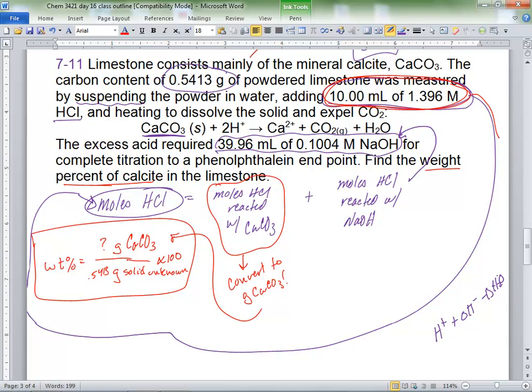Get the moles of HCl that reacted with NaOH, put them into our expression, figure out the moles of HCl that react with the calcium carbonate, convert it to grams of calcium carbonate, and throw it in our weight percent. See if you can get it. Okay? And if I lost you, just ask.